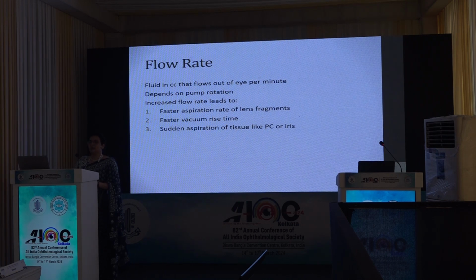What is flow rate? Flow rate is the amount of fluid that comes out of the eye per minute. It depends upon the pump rotation, especially in peristaltic pumps. An increased flow rate leads to a faster process. The phaco time is reduced, but it also leads to faster aspiration of the lens fragment and faster vacuum rise time, which can lead to sudden aspiration of tissues like the PC or iris.